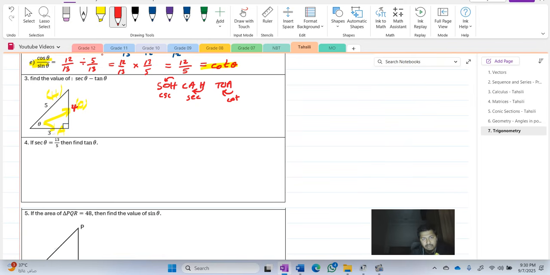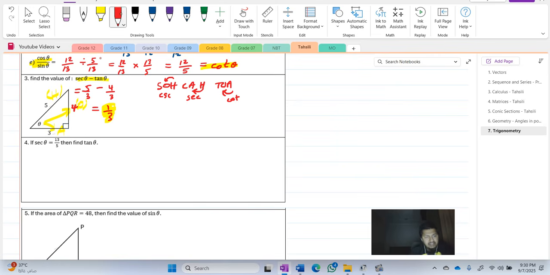Sec is hypotenuse over adjacent, 5 over 3. So that's 5 over 3. And what is tan? 4 over 3. Opposite over adjacent. 5 over 3 minus 4 over 3 is 1/3. So my answer is 1/3, the answer for this problem here.